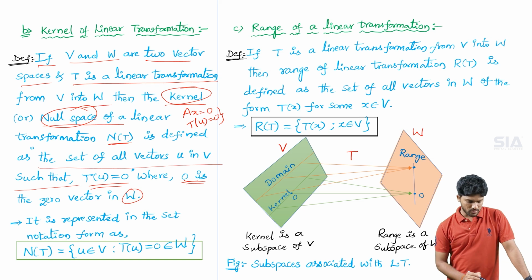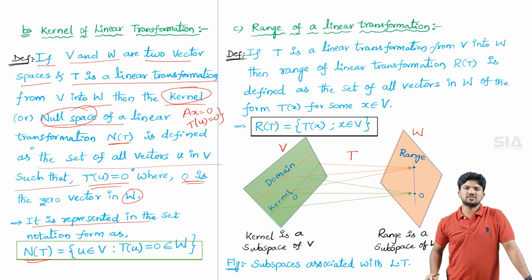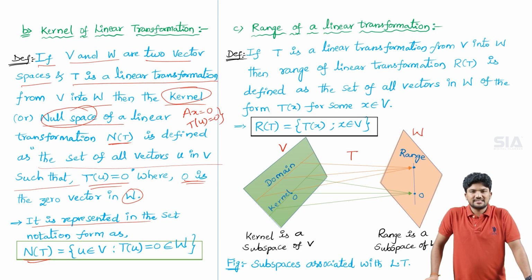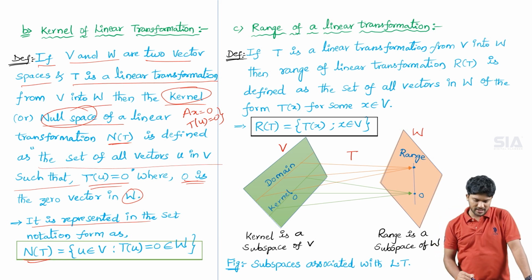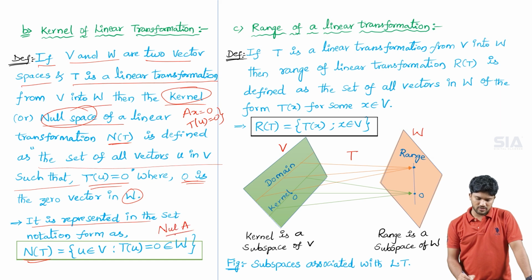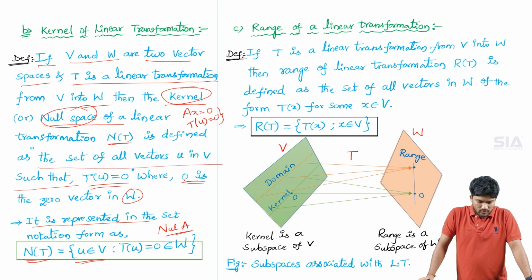Okay, so it is represented in the set notation form as N of T, null space of T. Simply we can write it as capital N of T. Likewise, null space of A we can write in this format. Similarly, null space of T, we can write in this format: N of T is equal to small u belongs to capital V.